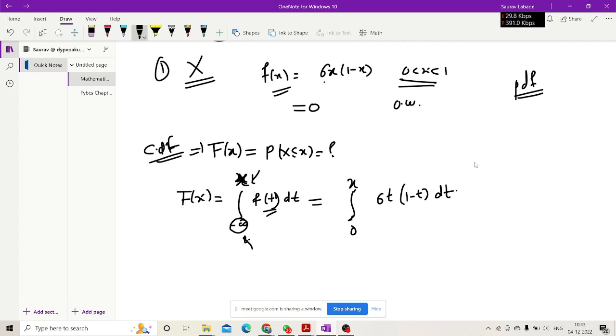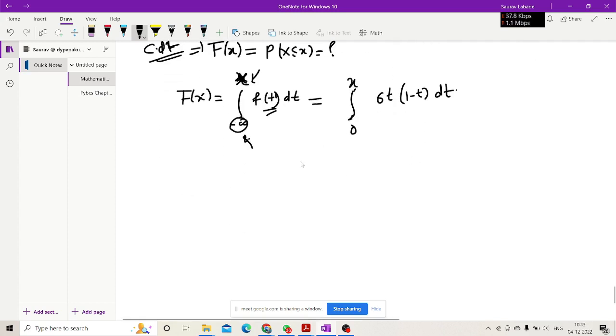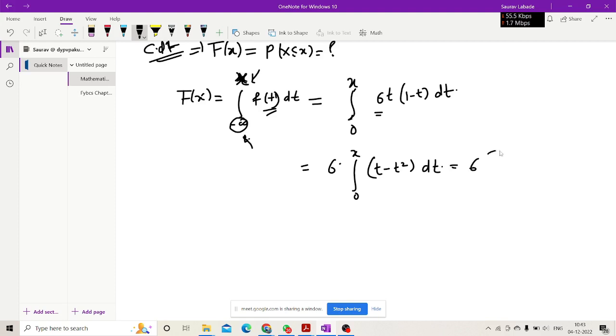And now you just have to find the integration, okay. Yes, so what will this integration be? First solve, right? I am taking 6 outside this integration, 0 to x, multiplied by t. So this will become t minus t square into dt. And just find the integration, right? So this is 6 into what is the integration? T square by 2 minus t cube by 3, from 0 to x. So this will become 6 into x square by 2 minus x cube by 3.